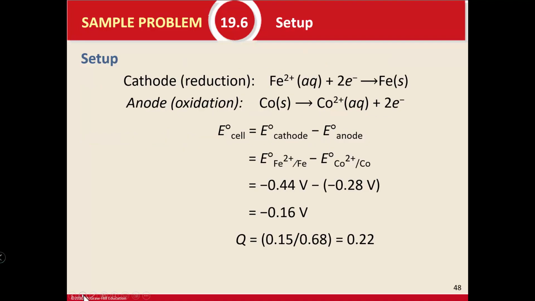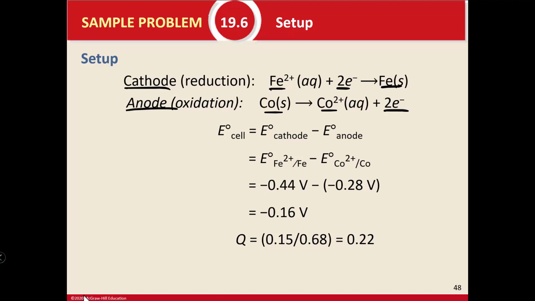So, first thing we know is that the iron is being reduced. The cobalt is being oxidized. Again, oxidation occurs at the anode. Reduction occurs at the cathode. And that's what defines the galvanic cell, right? Anode is oxidation, cathode is reduction.